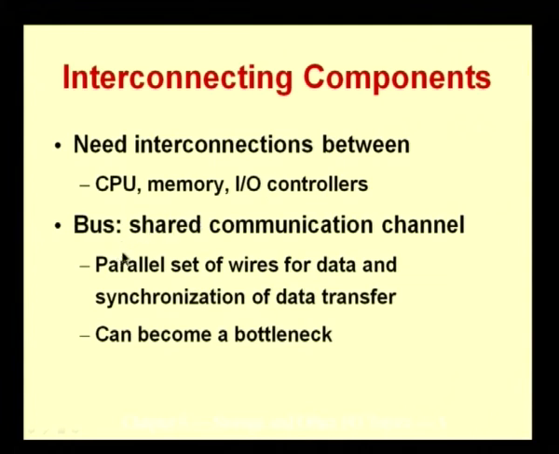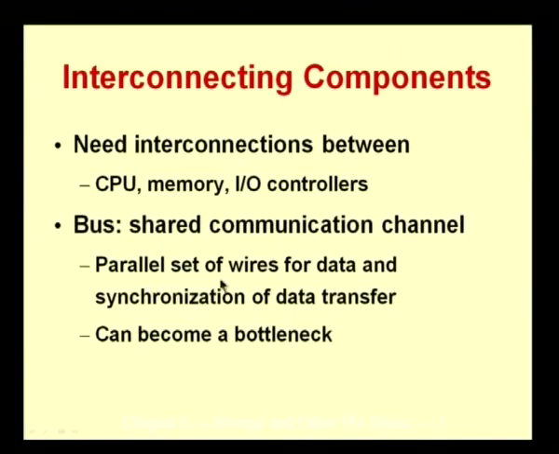So, normally what we have, as I said, is some kind of a shared communication channel. The communication channel which is commonly used in this kind of a situation is a bus. Now, what is a bus? It is essentially a parallel set of wires for transferring data. Okay. It could have data, it would also have other control lines, but essentially you can look at a bus as a parallel set of wires which is used for transferring data.